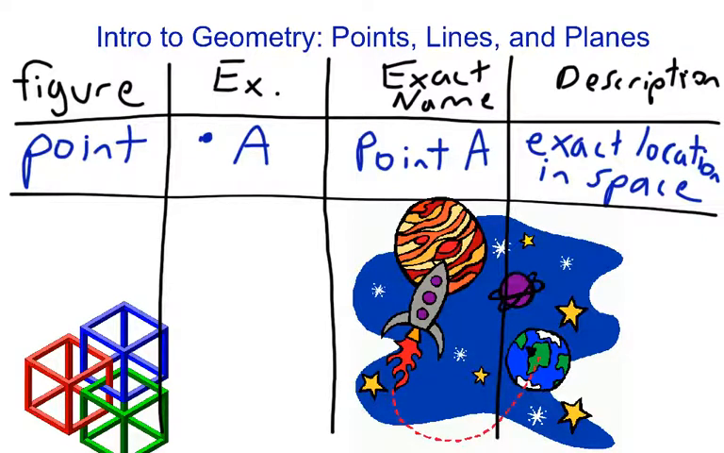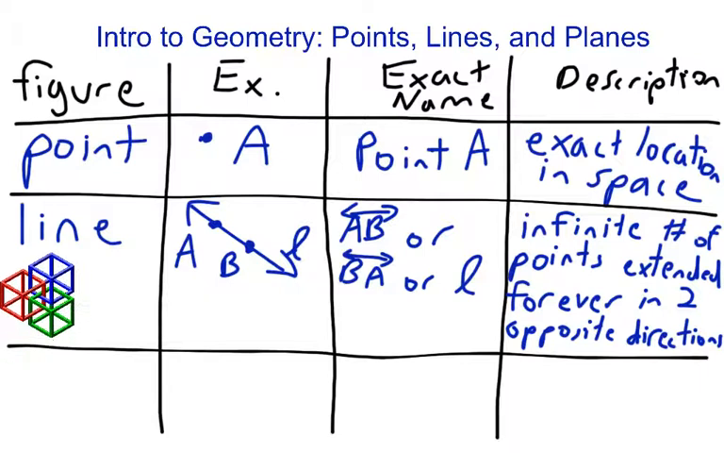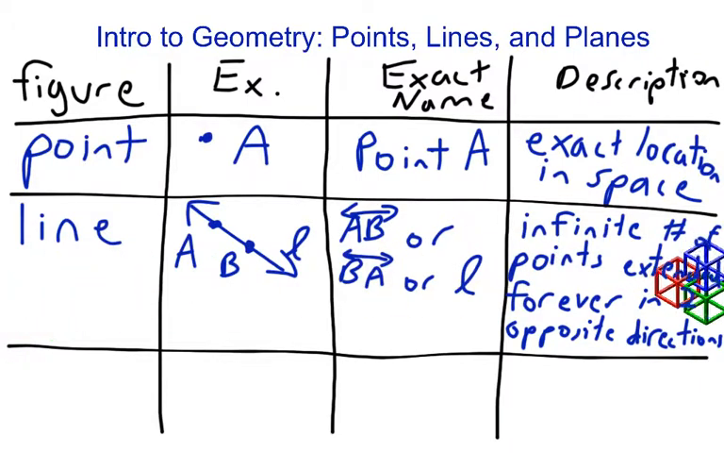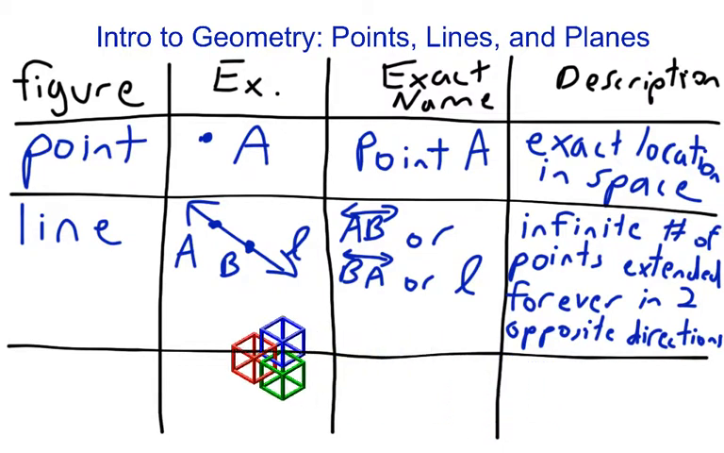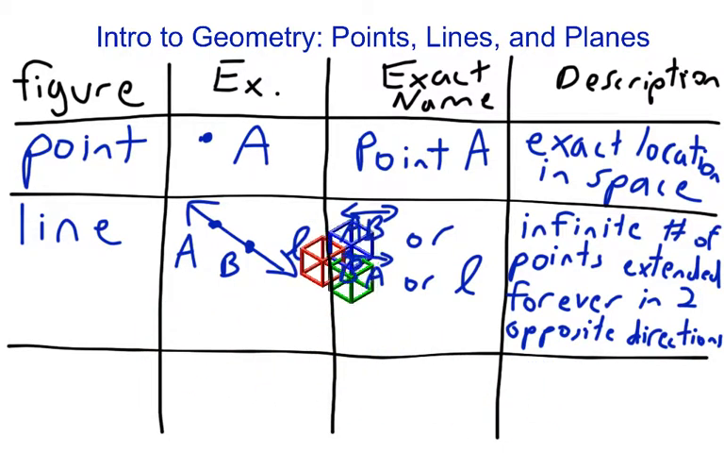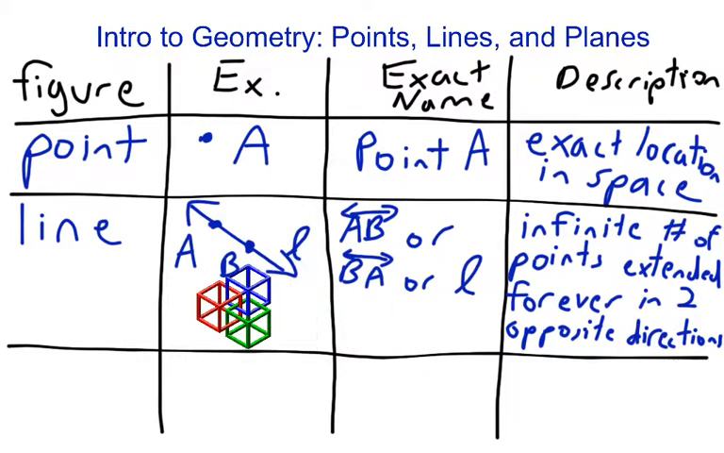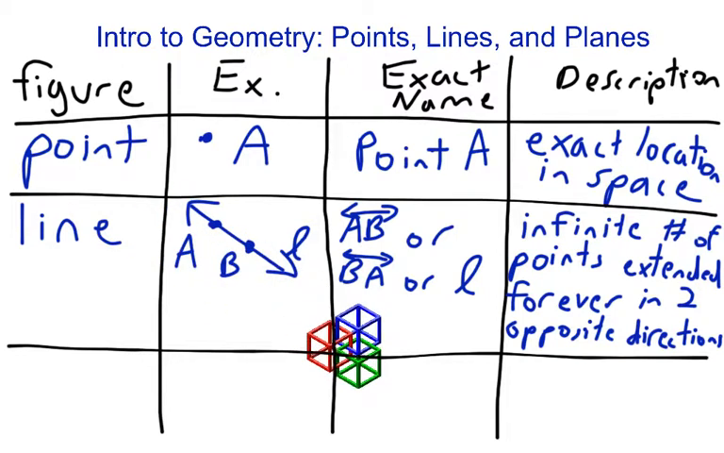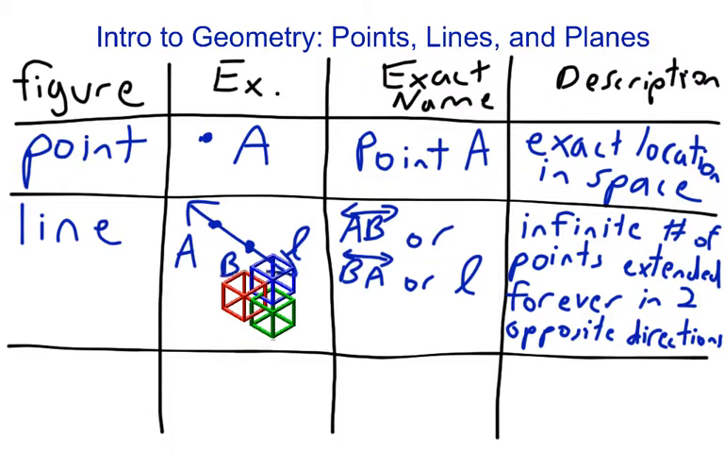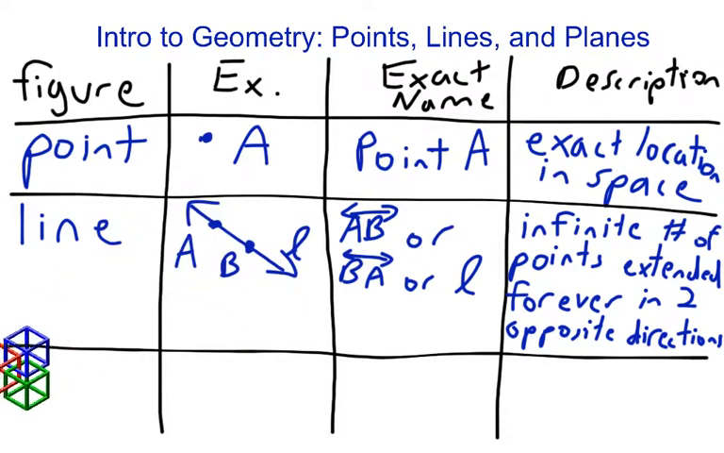All right, our next figure we want to talk about is a line. So a line is an infinite number of points extended forever in two opposite directions. So here, line AB or BA, or we could also use a cursive letter like letter L to represent this line, but they go forever in the A direction and forever in the B direction. And there's an infinite number of points. There's a point right there, right there, right there, an infinite number.